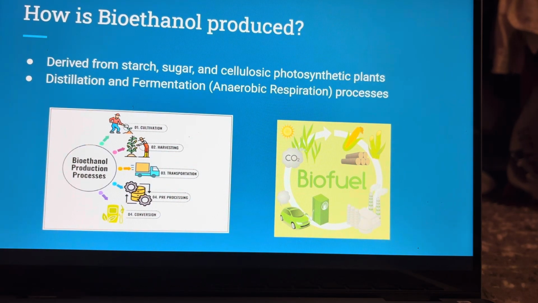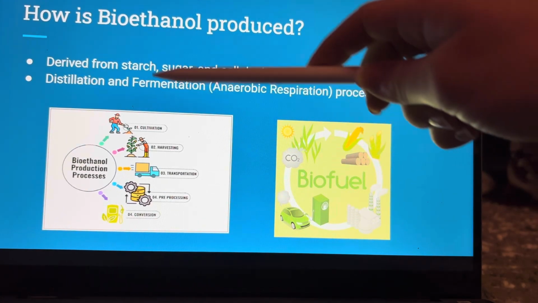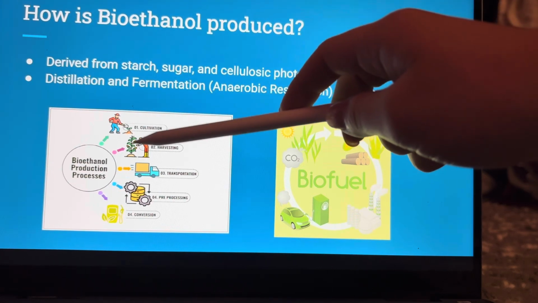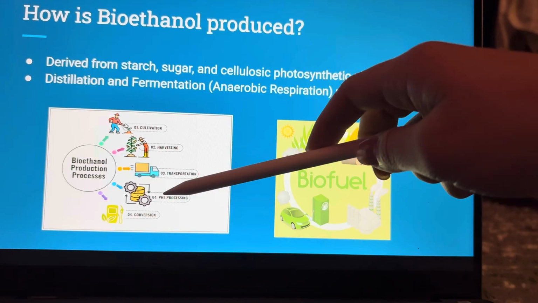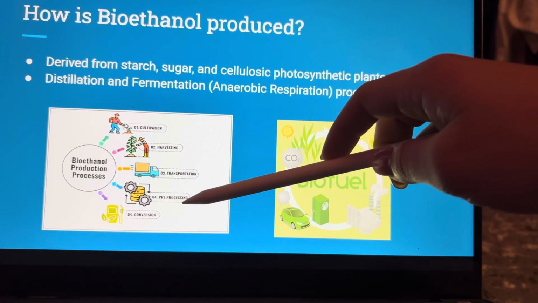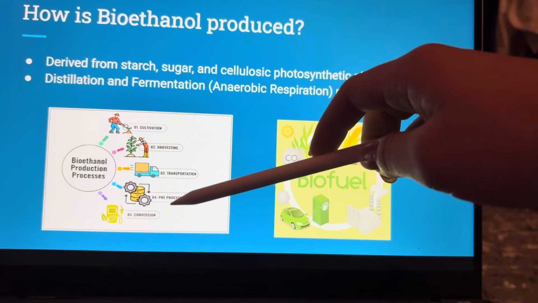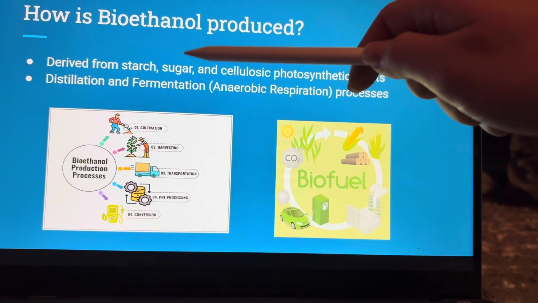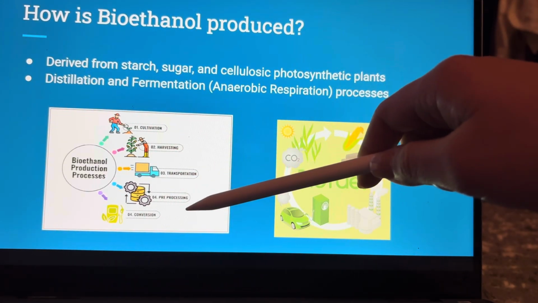So how is bioethanol produced? Bioethanol has three main methods: starch-based, sugar-based, or cellulose-based bioethanol production. There are a series of steps that they'll go through. So for starch, first the crop will go through photosynthesis. The farmers will harvest that crop, and then it will go through some pre-processing. The starch will be turned into sugar, and then we will take the sugar and ferment it with yeast to convert it to ethanol. For sugar, it will just be fermented and turned into ethanol.